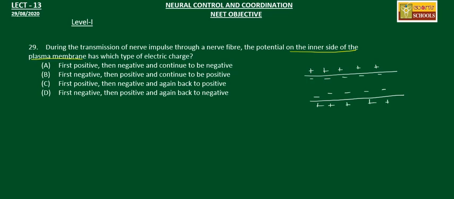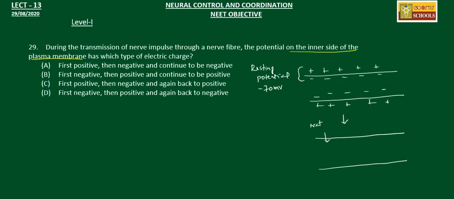Now when the nerve is not conducting any impulse, it is said to be in resting potential. In the resting state it has a resting potential of minus 70 millivolts. Now when there is sodium input, sodium goes from outside to inside. As a result, the charge gets reversed. You can see the charge goes in and the charge comes out. This we call depolarization.